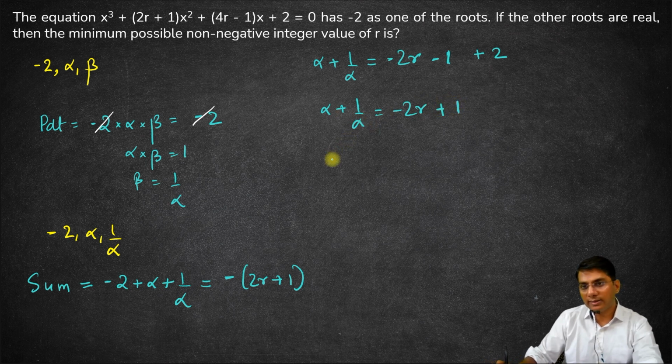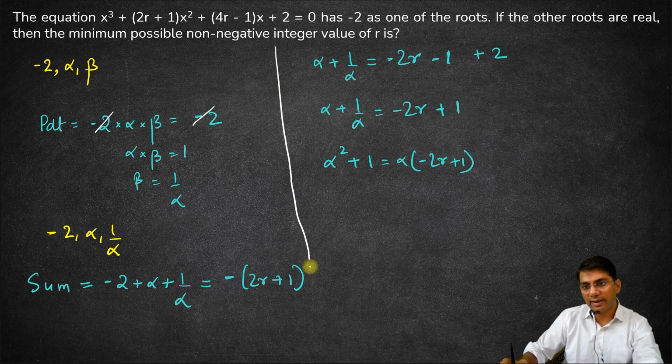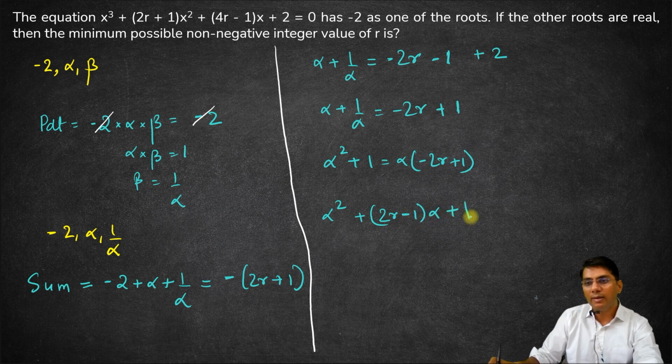Multiplying with alpha on all sides, we have alpha square plus 1 is equal to alpha times of (minus 2r plus 1), and bringing this term on the left hand side, a negative sign gets multiplied once it comes on the left hand side. This becomes alpha square plus (2r minus 1) times alpha plus 1 is 0. Okay, this is what we have.